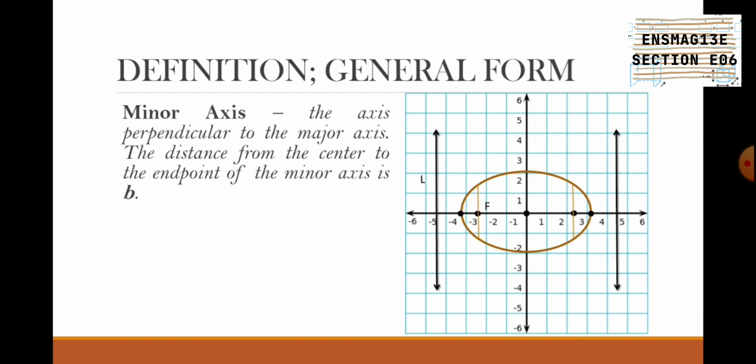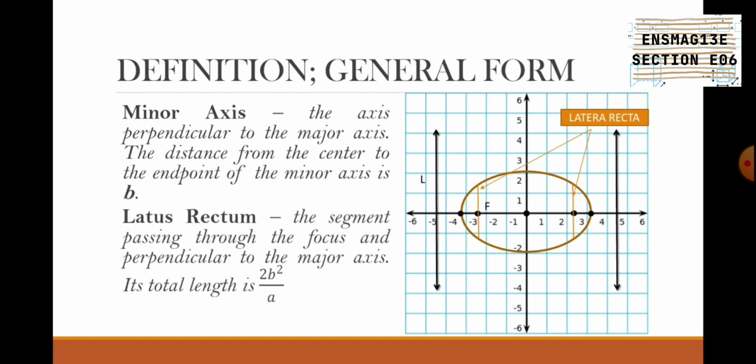Minor axis. The axis perpendicular to the major axis. The distance from the center to the endpoint of the minor axis is b. Latus rectum. The segment passing through the focus and perpendicular to the major axis. Its total length is 2b squared over a.